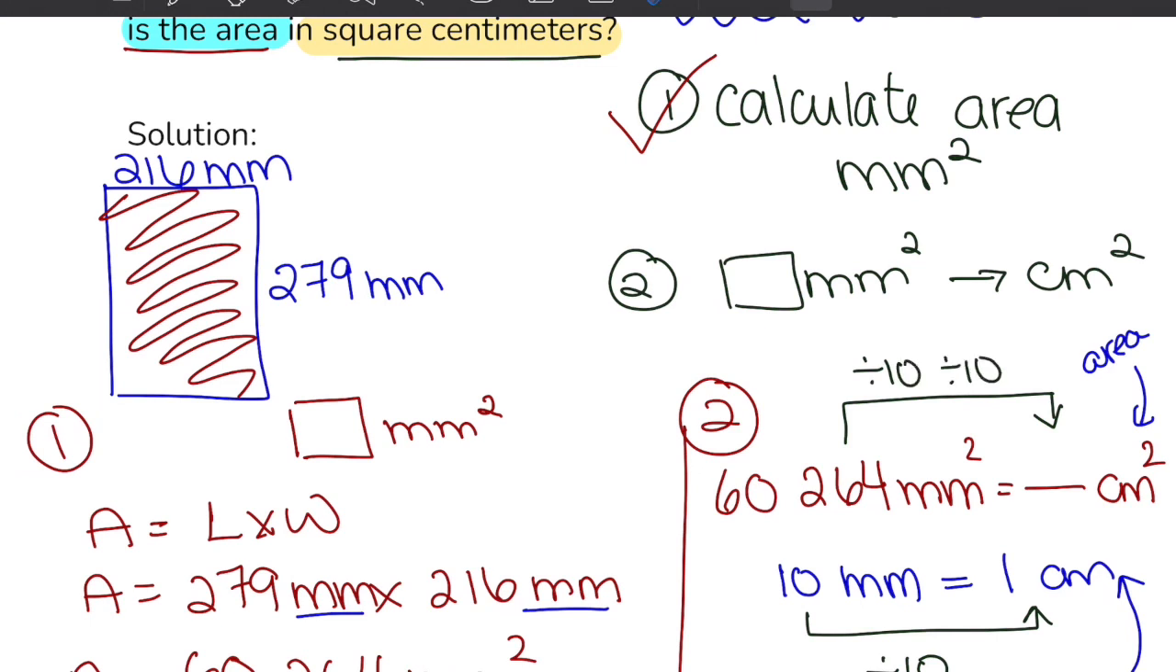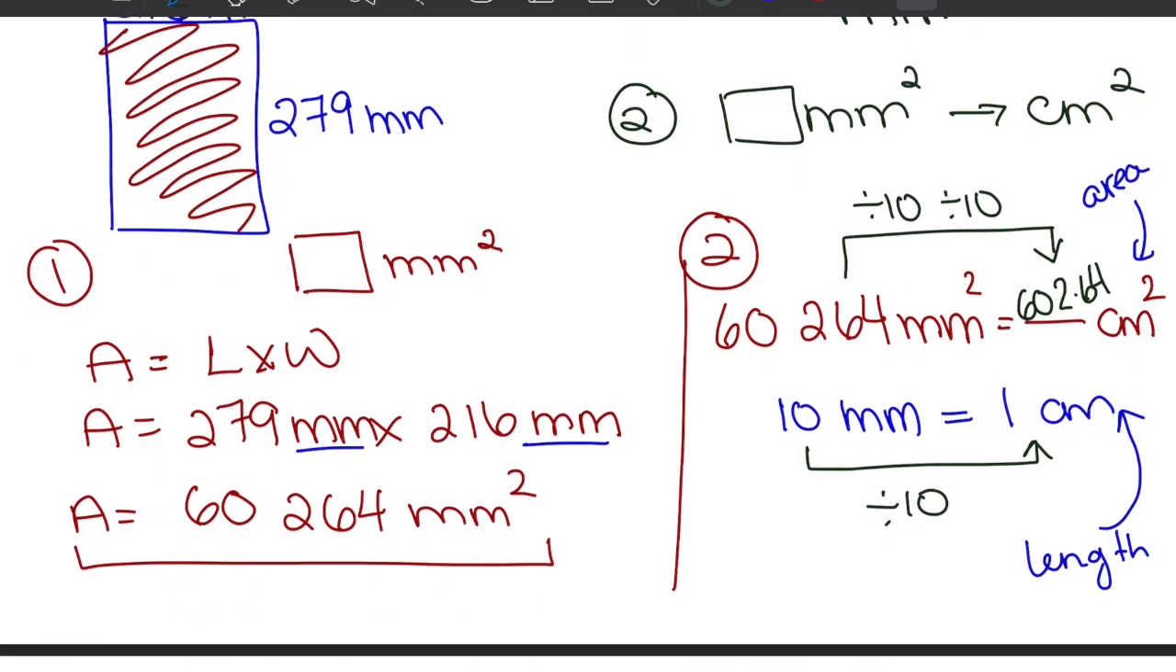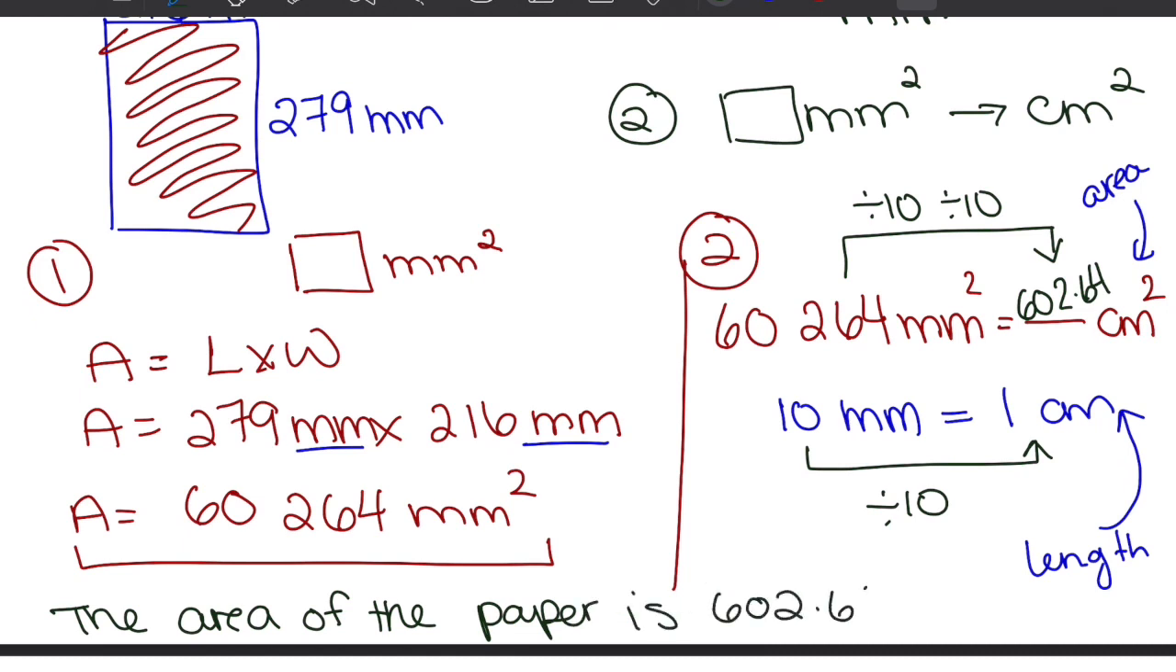So take this number here right now on your calculator, divide it by 10, find the answer, then divide it by 10 again. And the answer should be, I'm going to try to squeeze it in because I'm running out of room, 602.64 centimeters squared. The question doesn't ask us to round to anything in particular, so I'm just going to leave it like that. And I'm going to write my conclusion here. The area of the paper is 602.64 centimeters squared. And we are done.